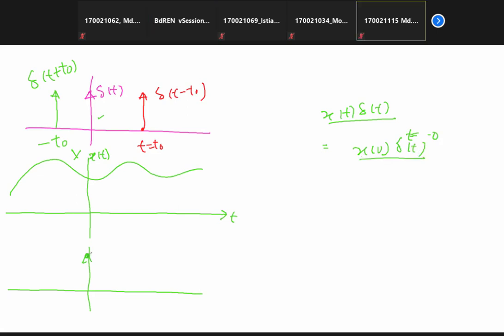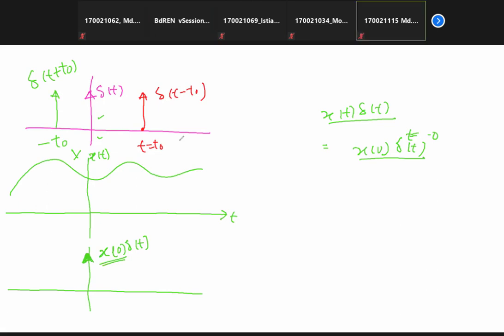Yes, sir. The value, but the arrow should be towards infinity. The reason is that delta itself has infinite amplitude. So this x(0), the value of your signal at the location of your delta, is appearing in the signal as the strength of delta.